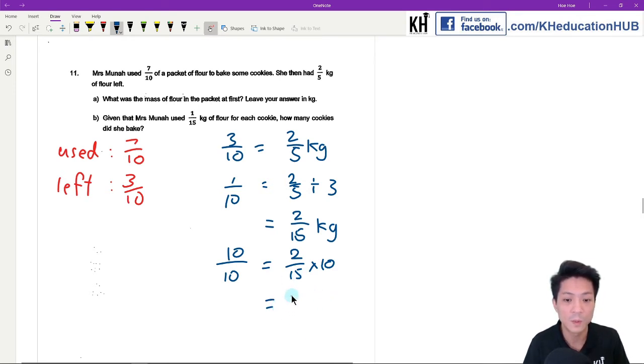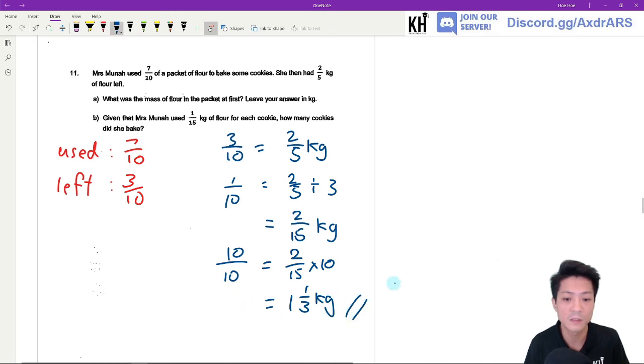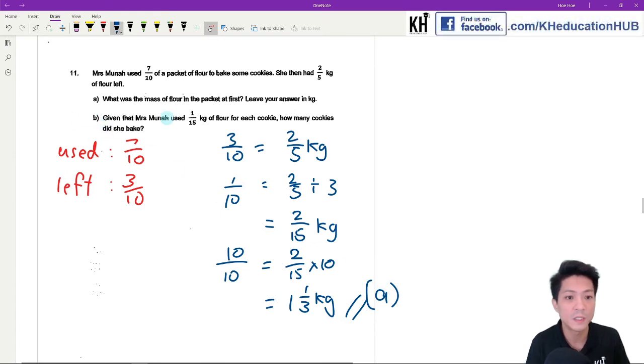Okay, it will be 1 1/3 kg. This is the answer for part A. Part B, given that Mrs. Muna used 1/5 kg of flour for each cookie, how many cookies did she bake? Okay, so I need to find out what is the total mass that she used.